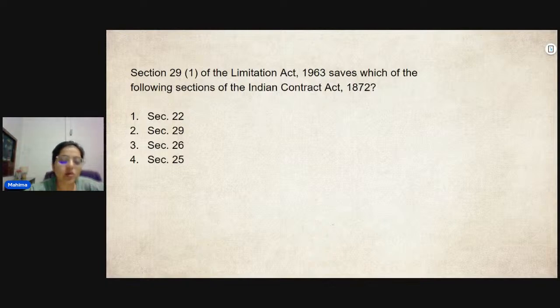Section 29 clause 1 of the Limitation Act saves which of the following sections of the Indian Contract Act? Section 22, Section 29, Section 26, or Section 25? Kritika is saying 3.